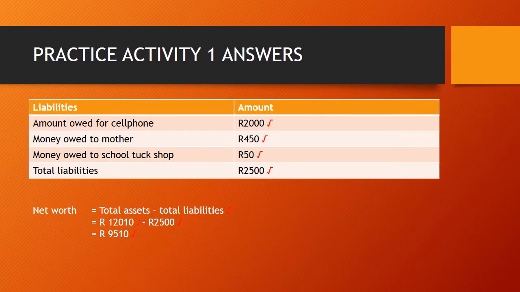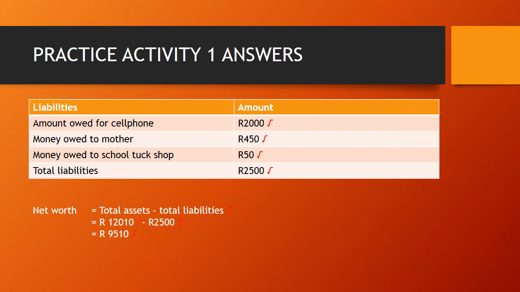Once you are done calculating the assets, you move on to liabilities. Under liabilities, we have the following. Amount owed for cell phone is 2,000 rand. You give yourself a mark for that. Money owed to her mother, it's 450. You give yourself a mark. And lastly, money owed to the school tuck shop, 50 rand. You give yourself a mark.